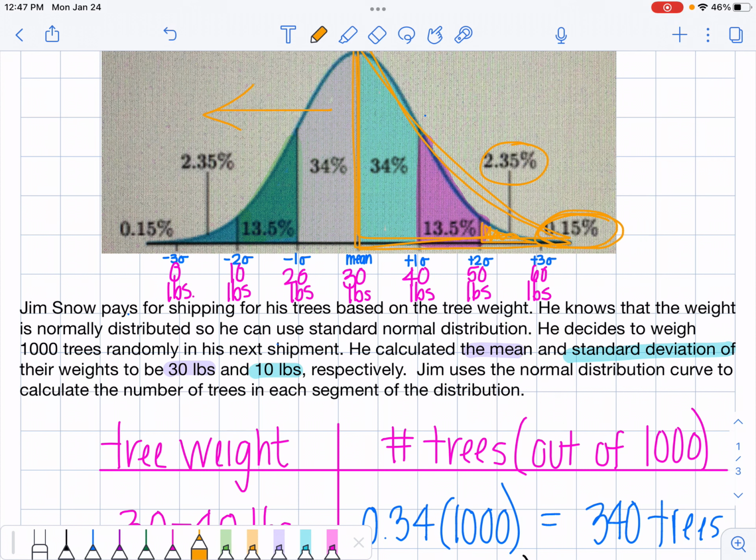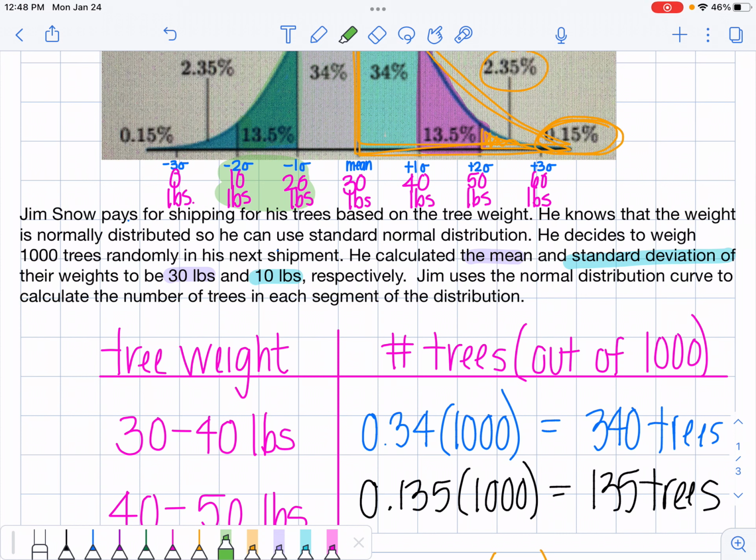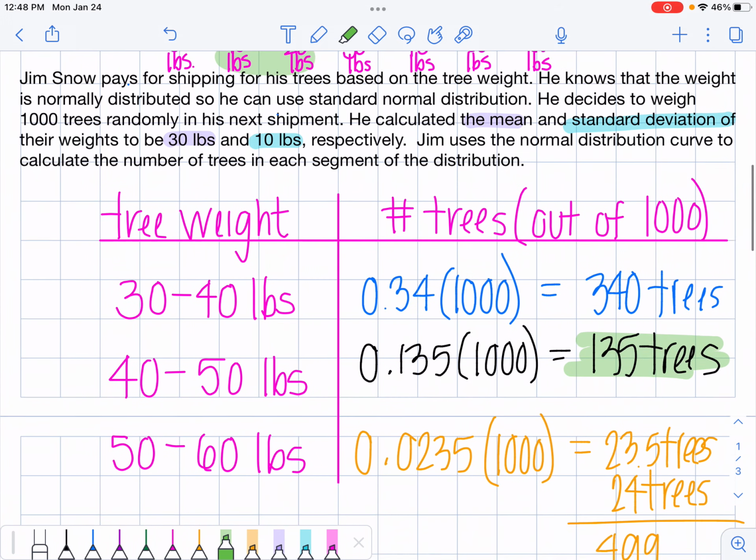So I could also answer another question. What if I said how many trees weigh between 10 and 20 pounds? Well, we know that's 13.5%, which we already figured out is 135 trees. So that's how you use a bell curve or a standard normal distribution curve in order to analyze data from a mean and a standard deviation. Let me know if you have any questions. Good luck.